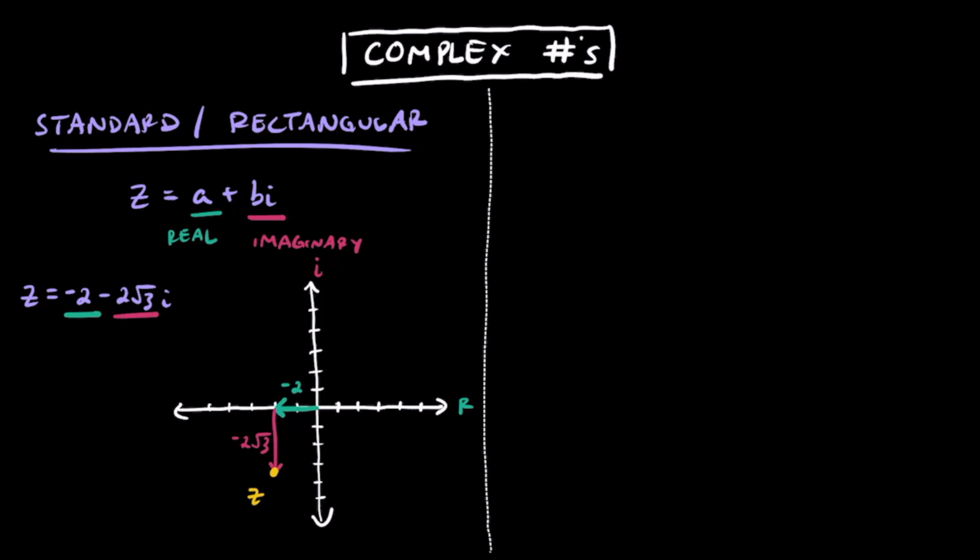Really, you have this real part and you just move left and right along the real number line, and then you move up and down along the imaginary axis, and then you can plot your point or you can plot your complex number.